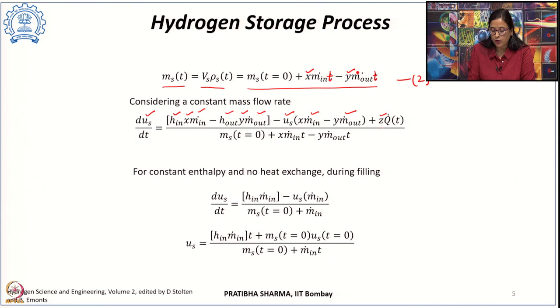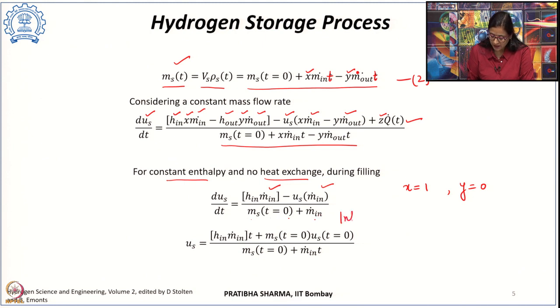Now, this z quantity for diathermal can be 1, for adiabatic this can be 0, and this is divided by the ms term. So, ms at t equal to 0 plus x m dot in t minus y m dot out t. Now, if we consider the enthalpy to be constant and if there is no heat exchange, then this term will also be 0, and in that case, considering filling, so for filling x is equal to 1 and y is equal to 0, we can rewrite this expression as dUS upon dt is h in m dot in minus US m dot in, divided by ms at t equal to 0 plus m dot in.